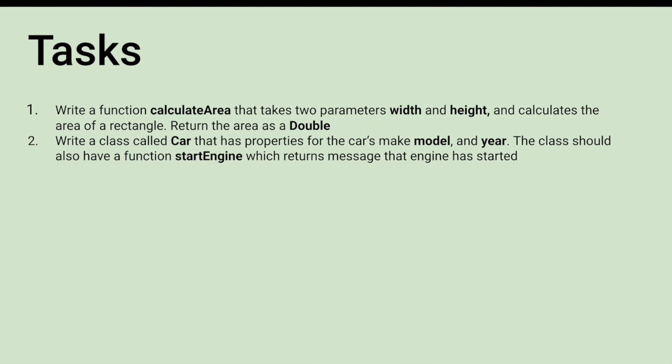Well, here are our tasks. The first task is to write a function, calculate area, that takes 2 parameters, width and height, and calculates the area of a rectangle, returns the area as a double. And the second task is to write a class called car that has properties for the car's make, model, and year. The class should also have a function start engine, which returns a message that engine has started. So please stop the video and try to do it yourself.